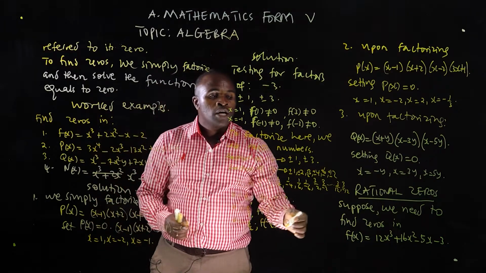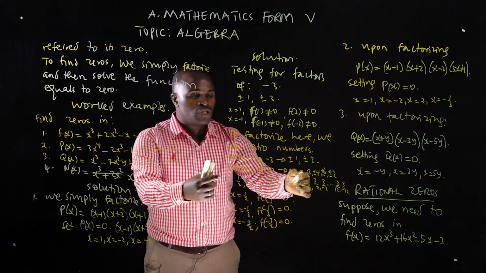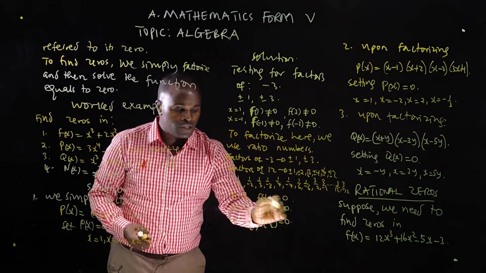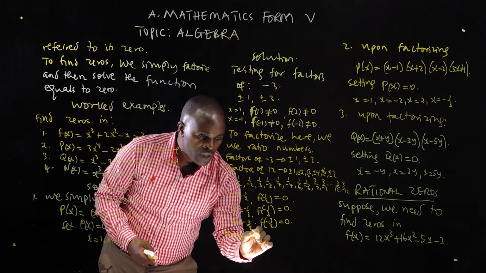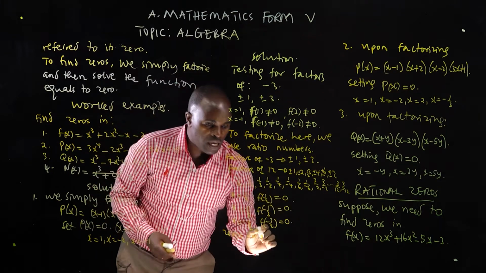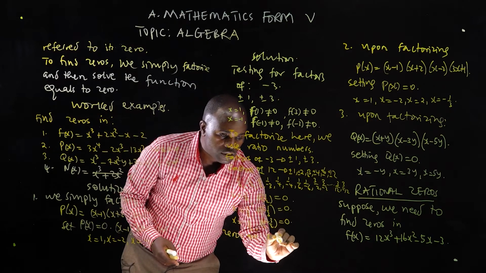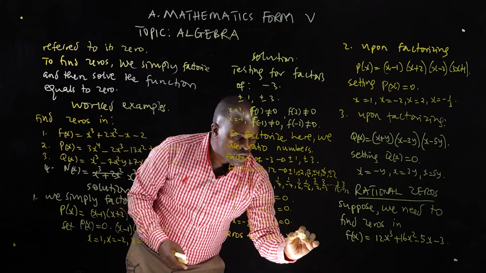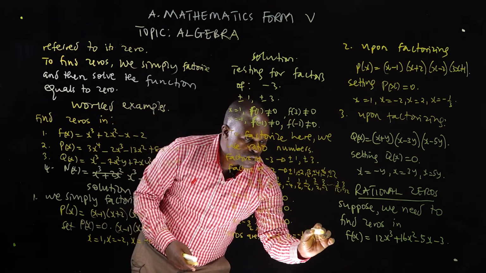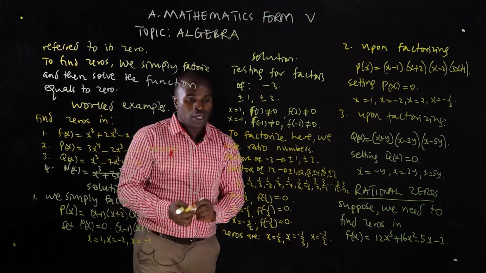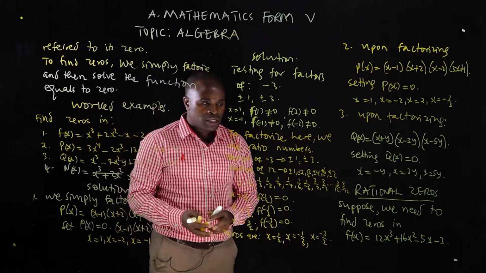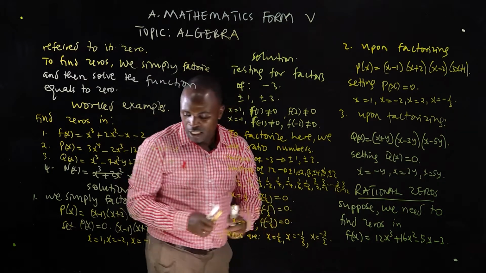Therefore, this is the trick for rational zeros, where our zeros become x equals 1 over 2, x equals negative 1 over 3, and x equals negative 3 over 2. So these are the zeros from rational zeros. A very challenging part, but it needs a student to be intelligent enough.